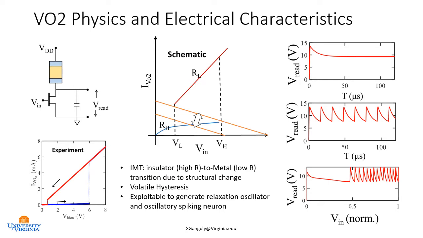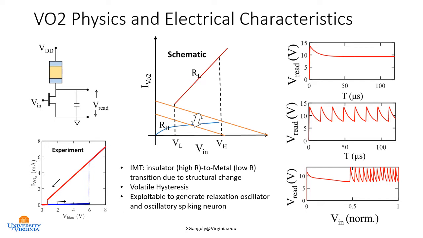So what we are going to start talking about is the vanadium dioxide physics and its electrical characteristics. Vanadium dioxide is a very interesting material. It's called an insulator-metal transition because it shows two phases, electrically at least: an insulator or high resistance phase, and a metal low resistance phase. On the bottom left is an experiment where you see a blue colored high resistance phase and a red colored low resistance phase.